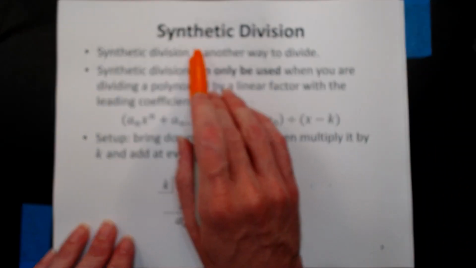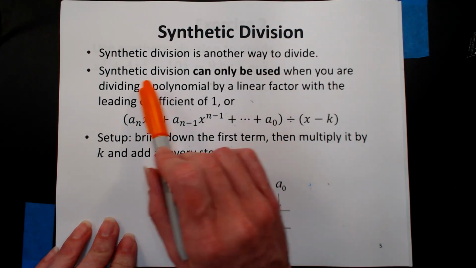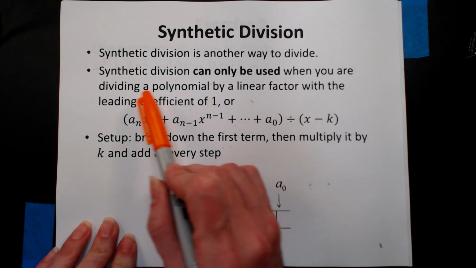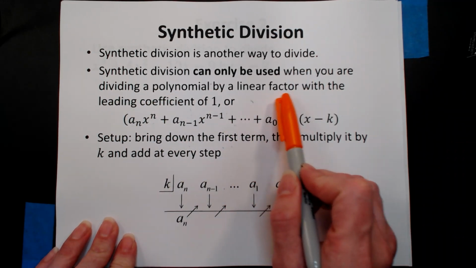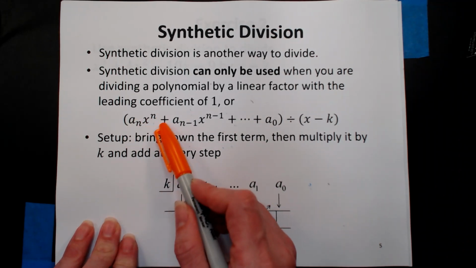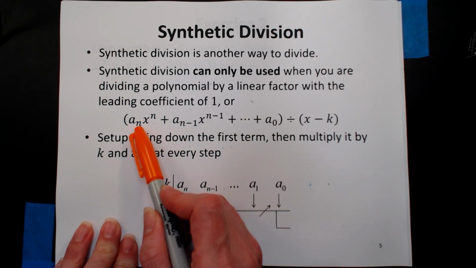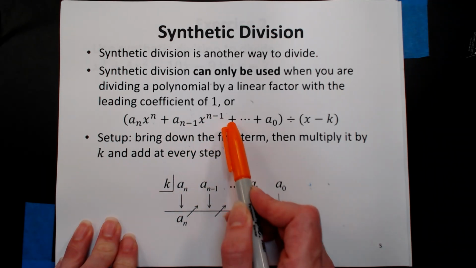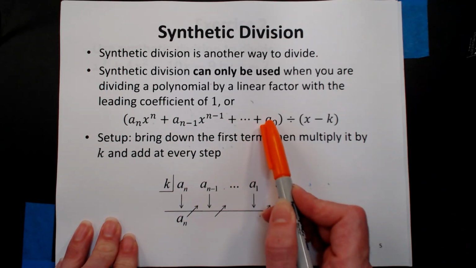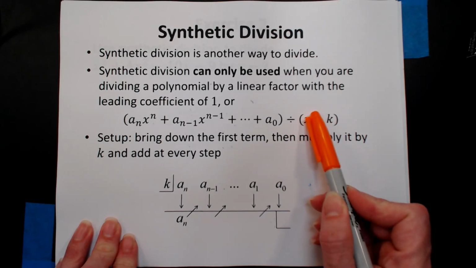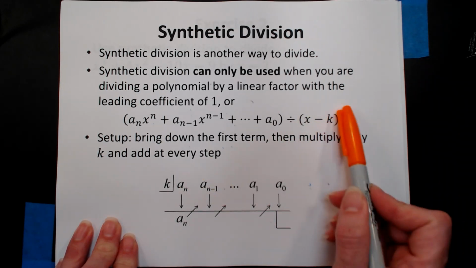Synthetic division is another way of dividing. Synthetic division can only be used when you're dividing a polynomial by a linear factor with the leading coefficient of 1. This is your generic form of a polynomial: you have a sub n x to the n plus a sub n minus 1 x to the n minus 1 plus all your intermediate terms down to your constant a sub 0. You divide that by a linear factor, x to the first power here minus k, so that's linear.